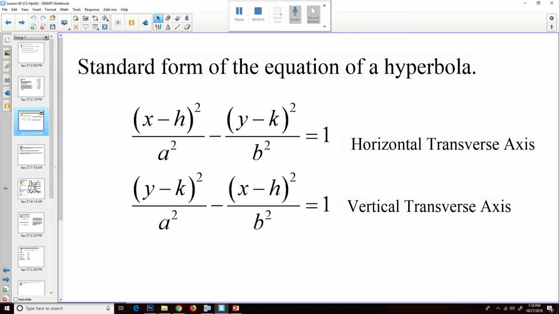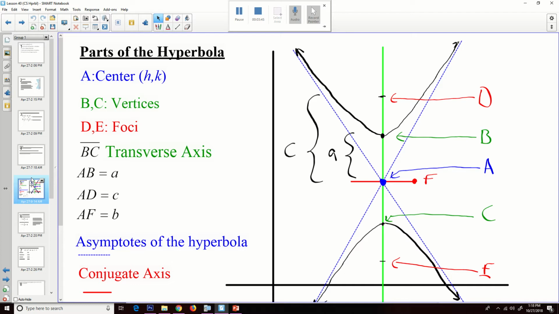So let's look at a general diagram of the hyperbola. And again, here's a place where you definitely might want to pause. And so parts of a hyperbola are these. The center, H K, goes right here. It is the center of the hyperbola, and the black curve is the hyperbola.